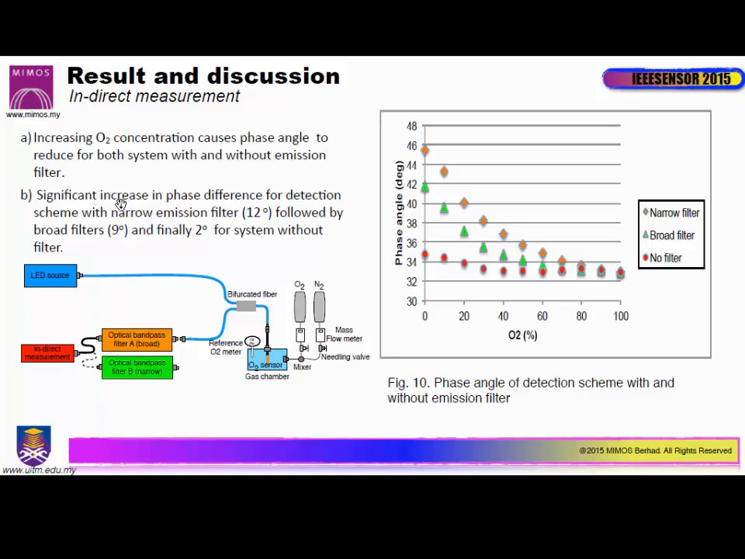So in the design of the readout circuit from our system development group, they require at least 7 to 8 degrees of phase difference. So initially they had a problem in getting that phase difference. Normally we get about 5 degrees. So in this setup, we proved that by using a narrow filter, we were able to get at least about 12 degrees phase change, followed by 9 degrees using a broad filter, and finally only 2 degrees for a system without filters.